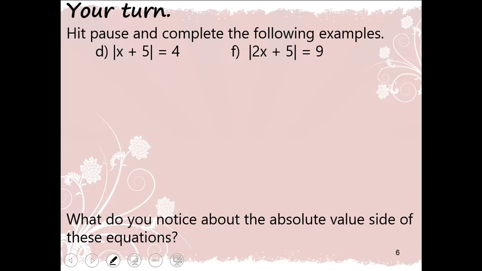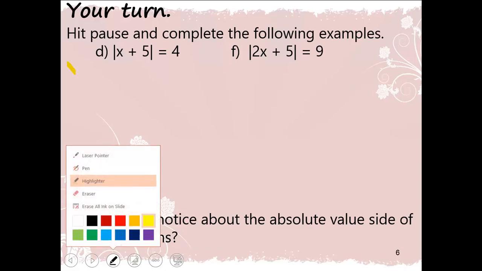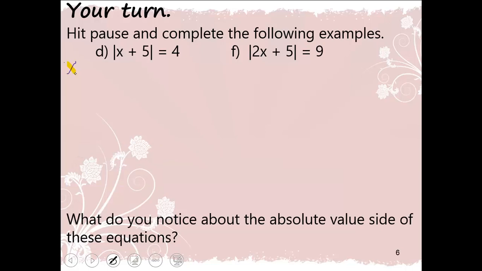Okay, so I'm assuming that you worked them, so I'm going to have x plus 5 could go off to the left, 4 units to the left, and x plus 5 could go off 4 units to the right. And I'm going to solve this by subtracting 5. So that means x is equal to -9.